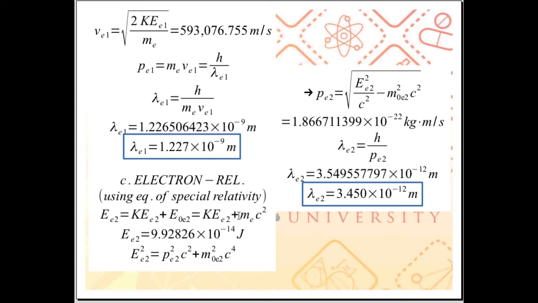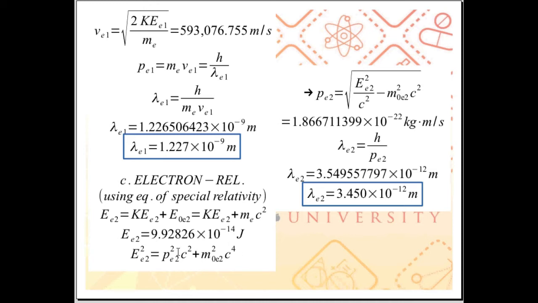We know the mass of the object, the electron, m e. We know the value of c, and KE is also given. We are able to calculate the total energy E. The total energy of the object is 9.92826 times 10 to the negative 14 joules. Another equation from our theory of special relativity is E squared equals p squared c squared plus m naught squared c to the fourth power.